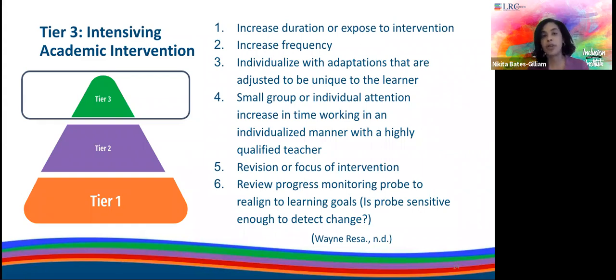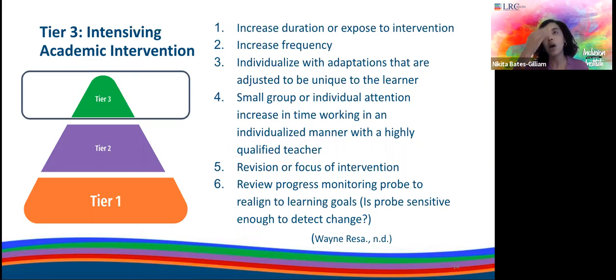Is it repeated over a period of time? For example, is it happening every week for 20 minutes? What does it look like intentionally? And then we're moving to step 3, which is individualization for the students and for the learners, and making those specific adaptations that are unique to the individual student.